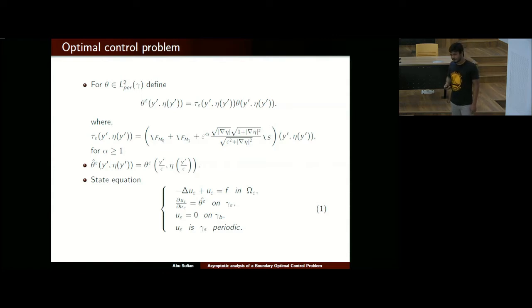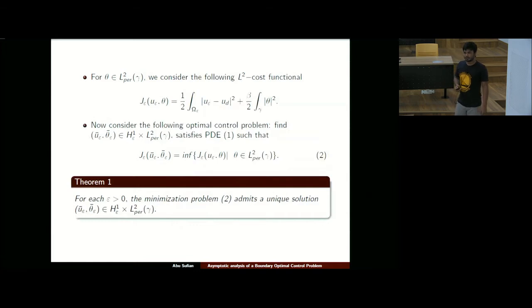And this is the control that we are applying: a Neumann control on the boundary, on the oscillating part of the boundary, that is theta epsilon hat. And we are putting these two conditions to get rid of the extra term while doing integration by parts. This is not needed actually, just to avoid extra calculation. That's it. That is, E epsilon is 0 on gamma B, and E epsilon is periodic on gamma S.